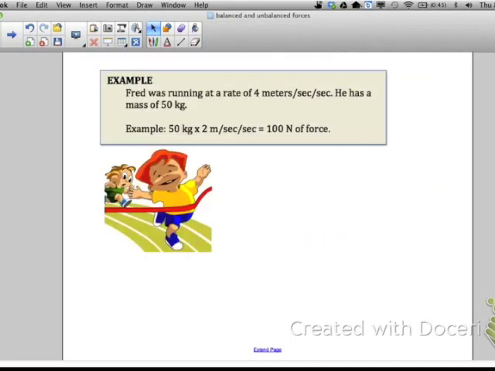So if I look at this problem in your notes, Fred was running at a rate of 4 meters per second. He has a mass of 50 grams. What I do is I just simply multiply the 50 grams times 2 meters per second, which gives me 100 newtons of force. That's the force he's applying to go that accelerated rate with his mass.